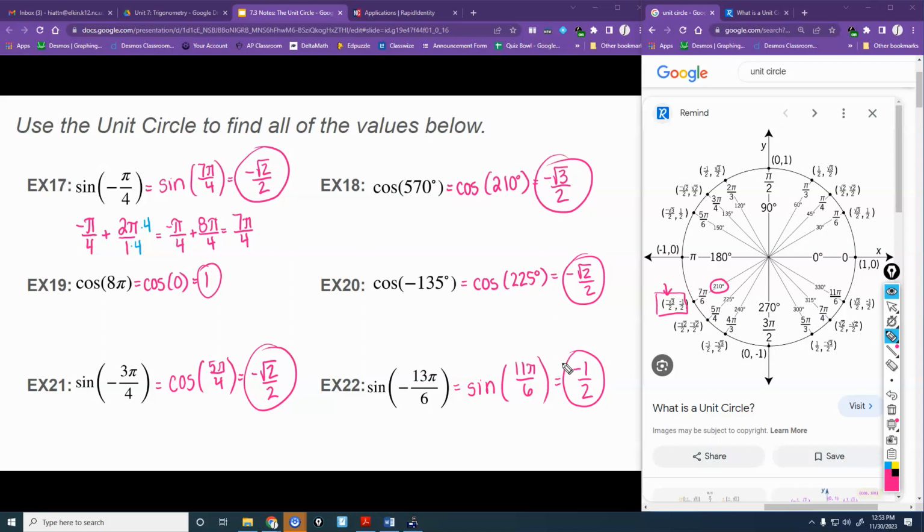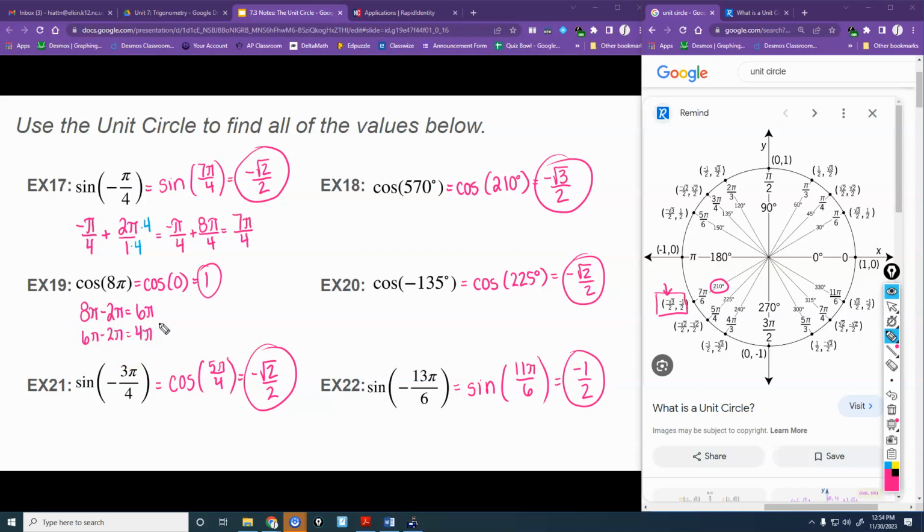How are we doing? 19? For 19, it's easier, which makes it seem harder because it's not the same. So 8 pi is too big, right? It is bigger than 2 pi, so we have to subtract 2 pi. You don't have to turn this one into a fraction because your original is not a fraction. So when you do 8 pi minus 2 pi, you get 6 pi. Still too big, right? So we want to do 6 pi minus 2 pi, and that's going to give us 4 pi.